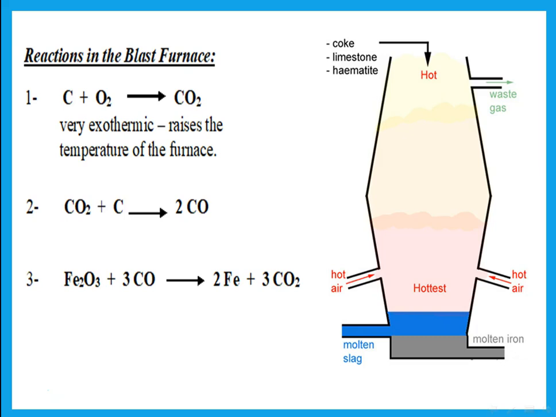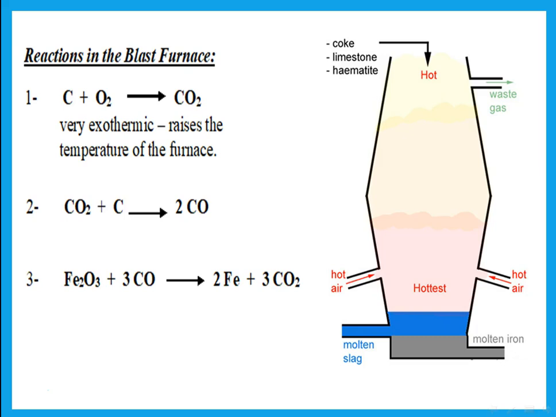The first reaction that happens is the coke coming down burns in the oxygen that is present or that is introduced, and this forms carbon dioxide gas. Now you should realize that any combustion reaction or burning reaction is very exothermic. So this first reaction helps to raise the temperature of the furnace and give enough heat for the other reactions to work.